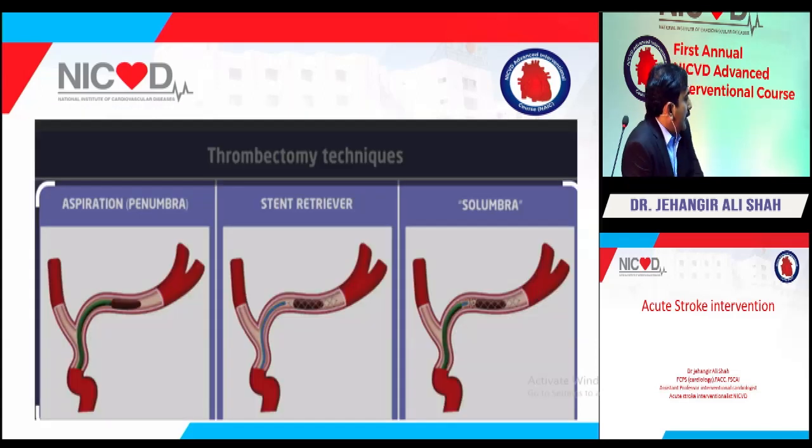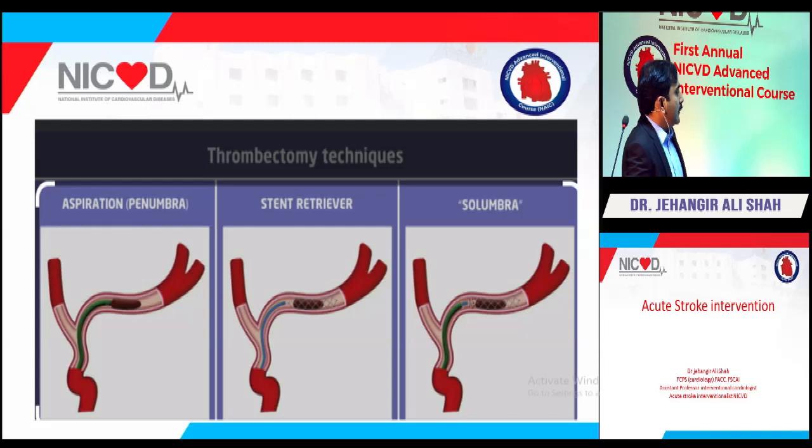So we already discussed there are three techniques. Mostly the aspiration technique, also called ADAPT, in which we just cross the thrombus with the help of wire and microcatheter. We advance our aspiration catheter, that is either Sophia and all, and then just grab the thrombus and come out without using a stent retriever. This is called the ADAPT technique.